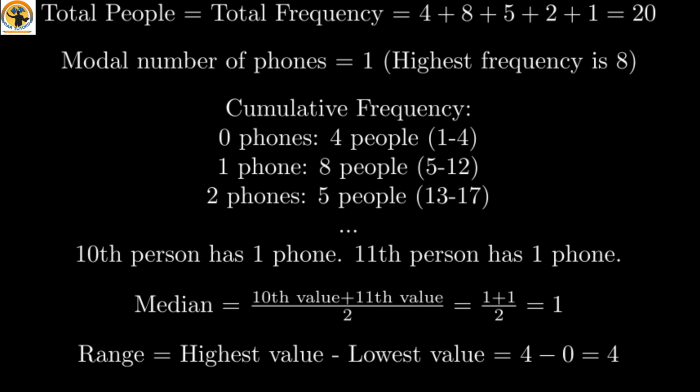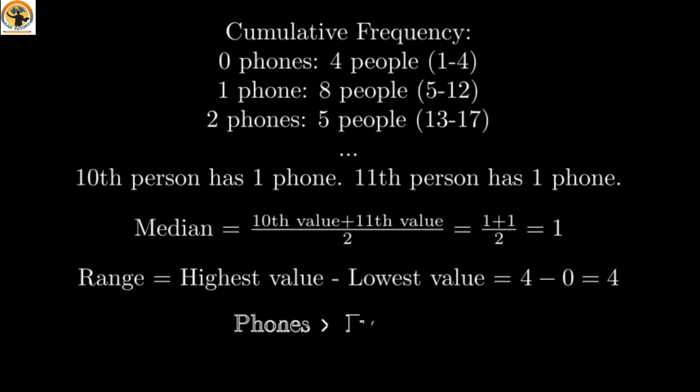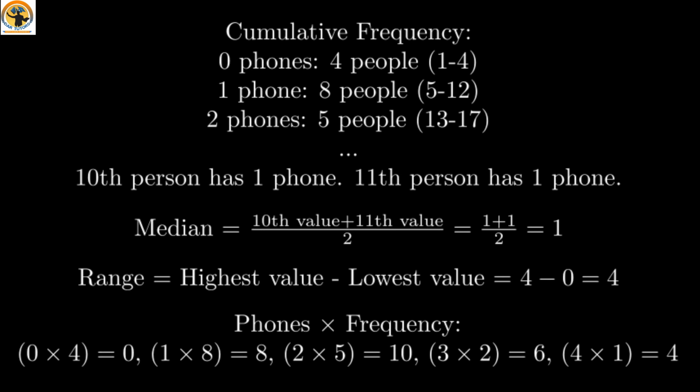Finally, let's calculate the mean. To do this from a frequency table, we first need the total number of phones owned by everyone. We multiply the number of phones by its frequency for each category, and then add those results together. So 0 times 4 is 0, 1 times 8 is 8, 2 times 5 is 10, 3 times 2 is 6, and 4 times 1 is 4.